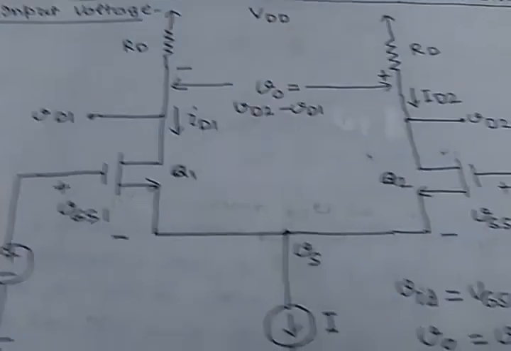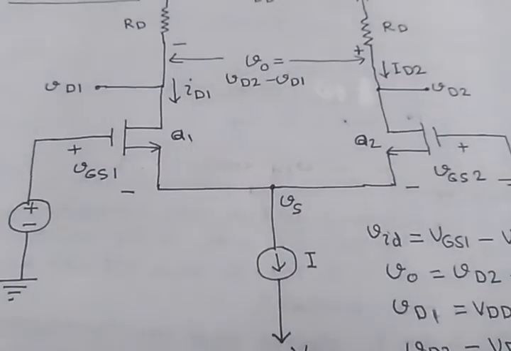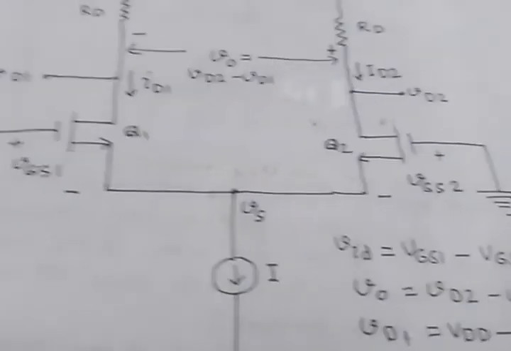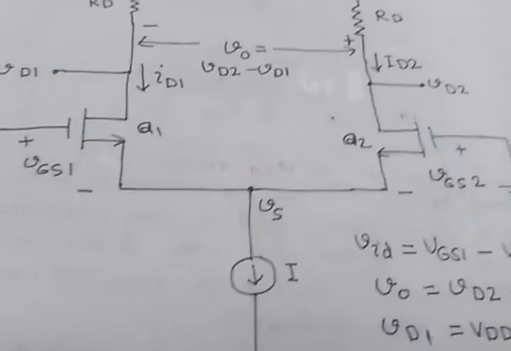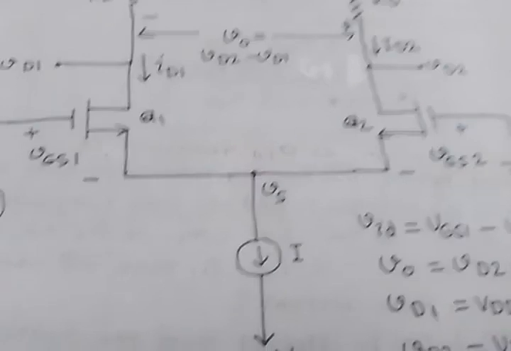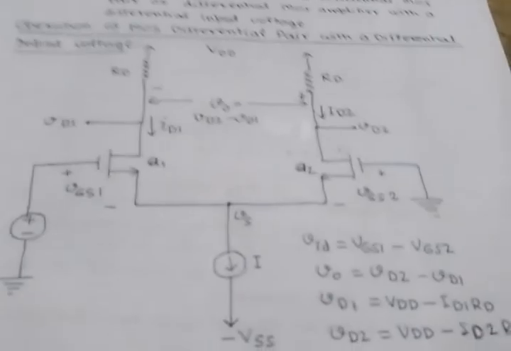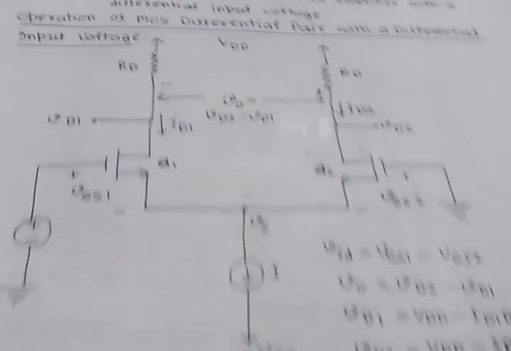So in this way we can say the MOS differential pair provide output only if we apply the differential voltage, different input signal, but it will not provide any output for common mode signal. It will reject the common mode signal. So this is the operation of MOS differential pair or differential amplifier using MOSFET.